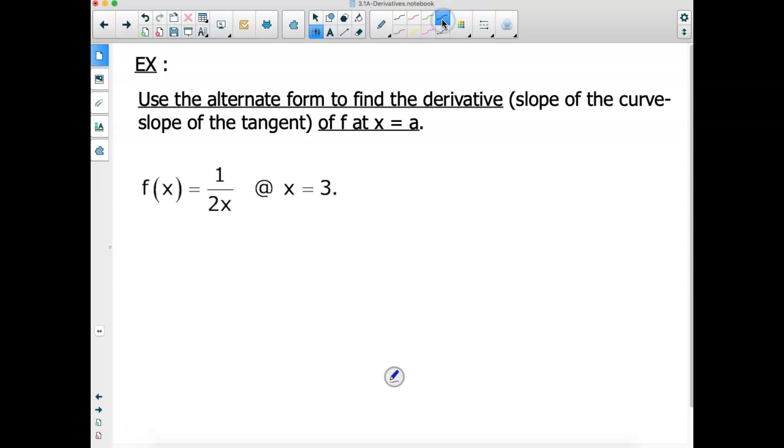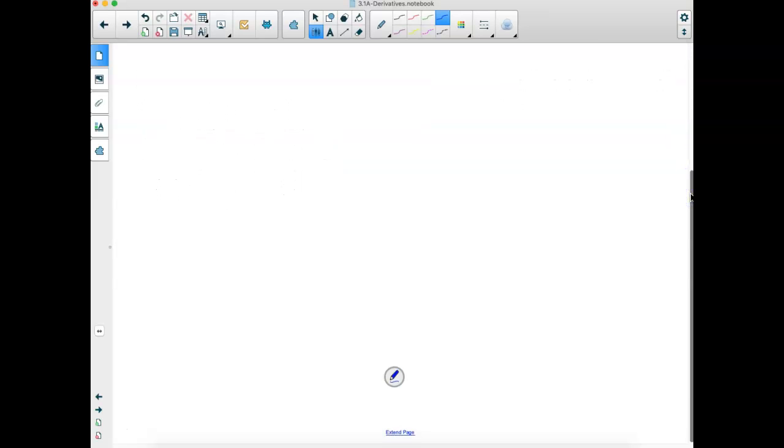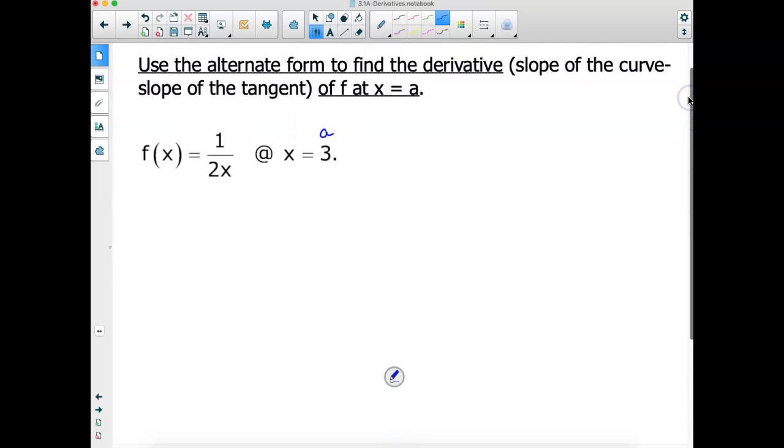So what I'm going to do here is we're going to use the alternative form to find the derivative, which is the slope of the curve. It can also be called the slope of the tangent of the function at x equals a. And in this case, we're looking at x equals 3, so 3 is my a, okay? And all we're doing is we're learning how to evaluate these limits with rational functions.